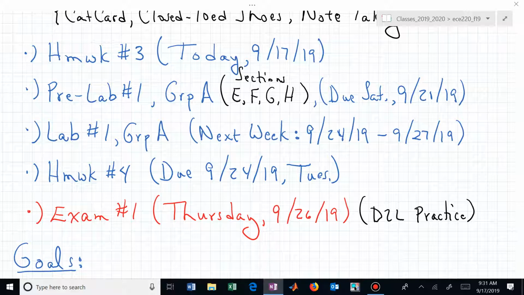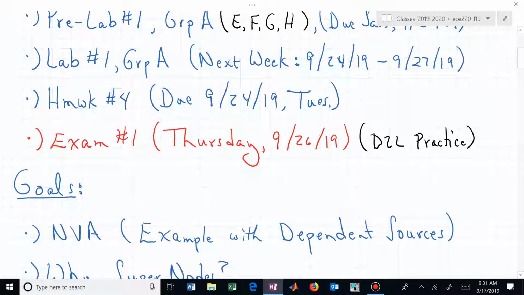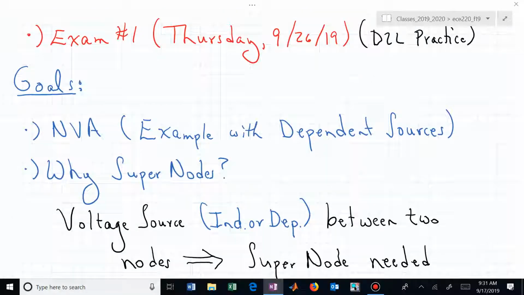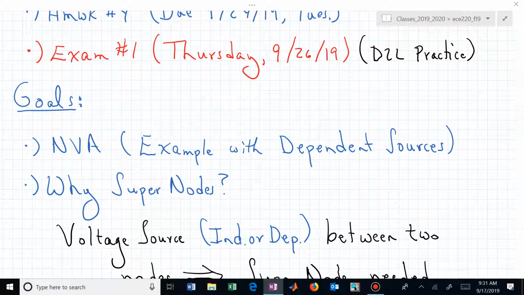Homework 4 is due a week from today, and exam number 1 is coming up. That's next week. You need to be thinking about that as you're doing your homework, which is due today. That's homework number 3. That's the last assignment that topic-wise will be covered or dealt with on exam number 1.